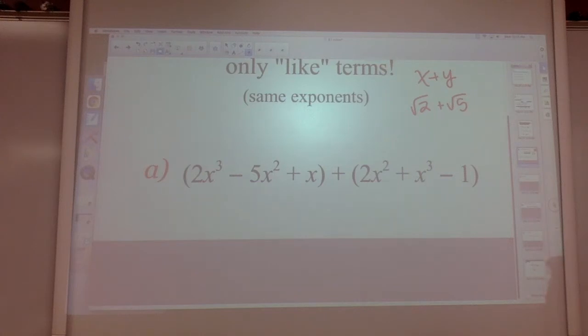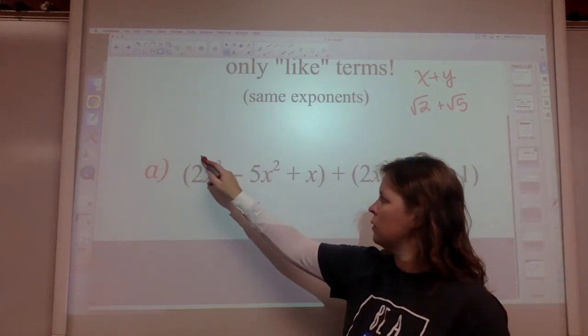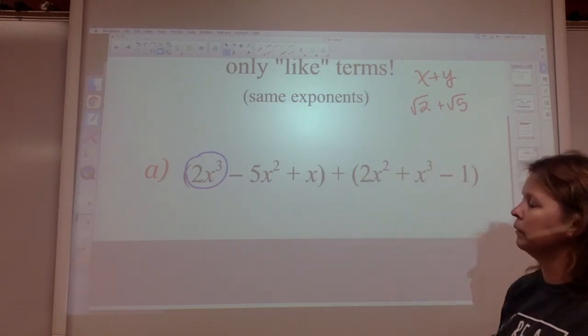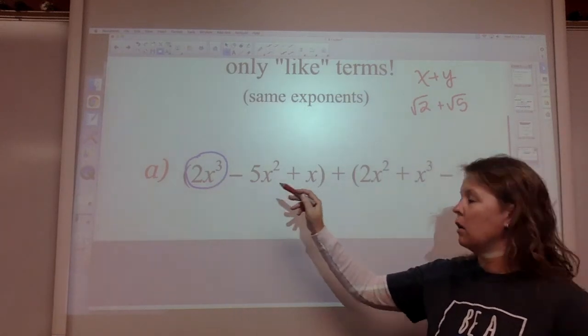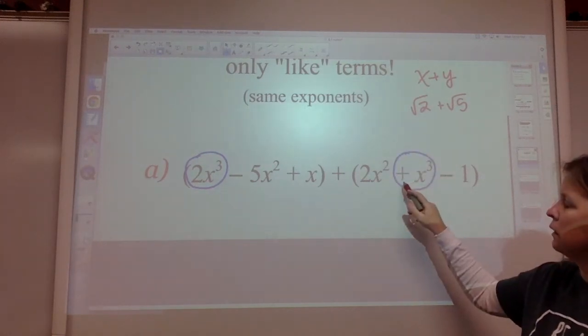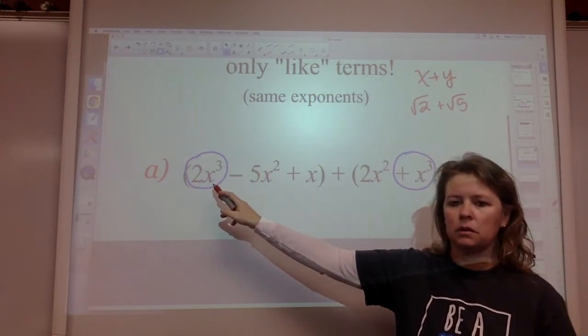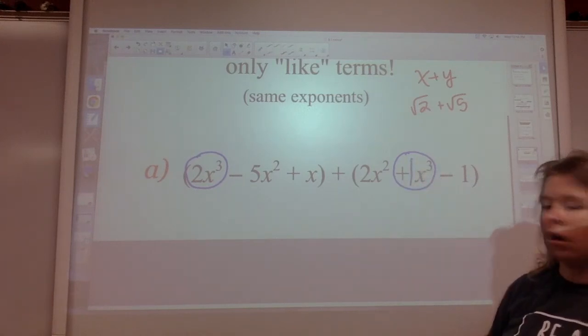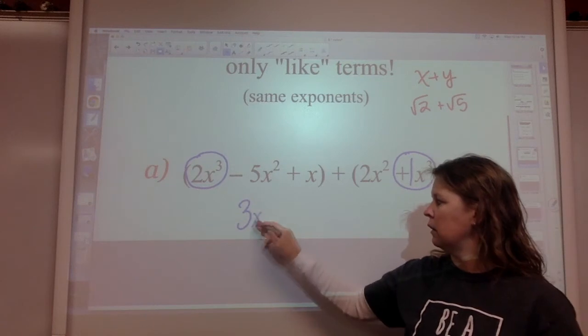There's a long way to do this, and there's a short way to do this. I don't even know if I'm going to show you the long way. We'll just go right to the short way. We're going to start knowing that we have to write our exponents in order from greatest to least. So we're going to start with this 2x to the third, because the third power is the biggest one out of all of them. Notice I circled it. I'm going to also circle the term that is just like it with its sign in front. So if I have 2x cubed, and I'm going to add 1x cubed, all together, I will have 3x cubed.